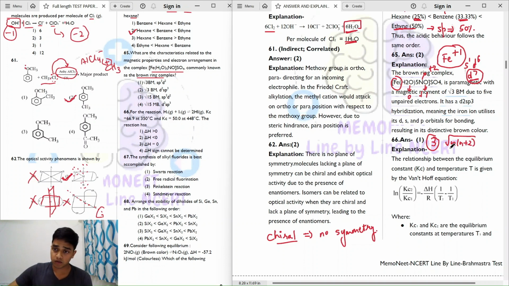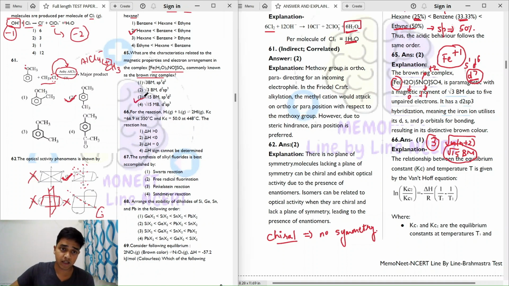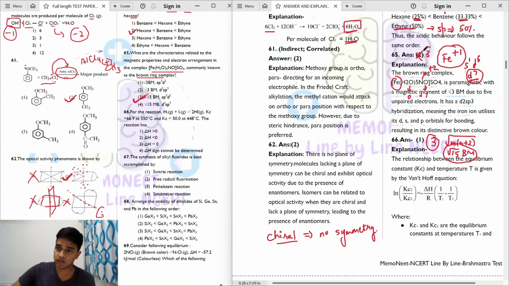Okay, so if we substitute 3 here, we'll get root 15 Bohr magneton as the dipole moment. And as all the d orbitals will be filled up, the hybridization will be sp3d2. So the correct answer will be option 3. So the correct answer for this is option 3.